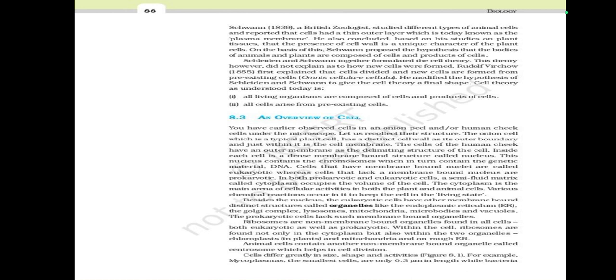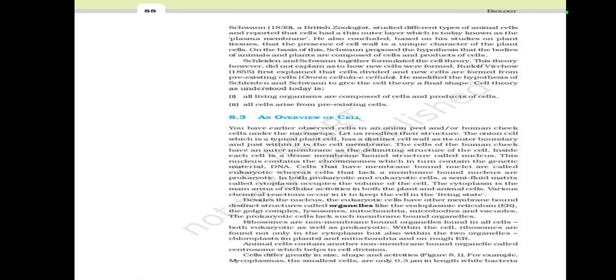Ribosomes are non membrane bound organelles found in all cells, both eukaryotic as well as prokaryotic. Within the cell, ribosomes are found not only in the cytoplasm but also within the two organelles, chloroplasts in plants and mitochondria, and on rough endoplasmic reticulum. Animal cells contain another non-membrane bound organelle called centrosome, which helps in cell division.